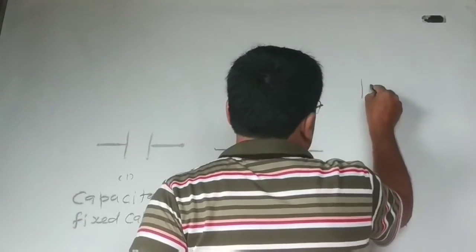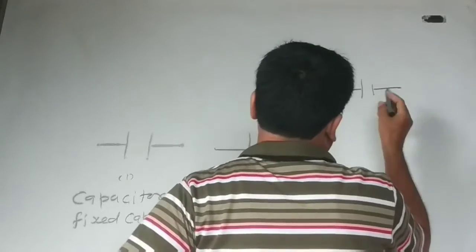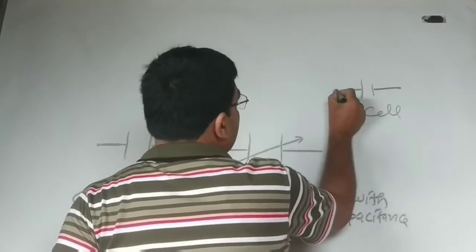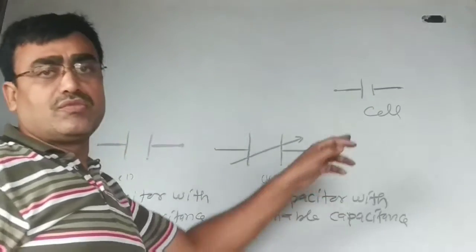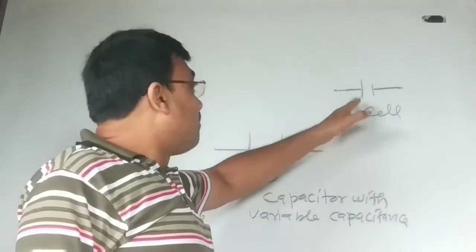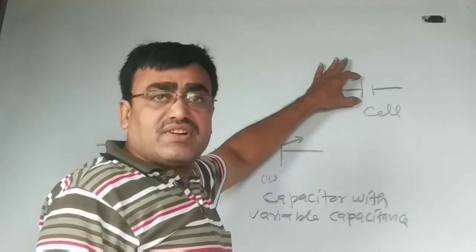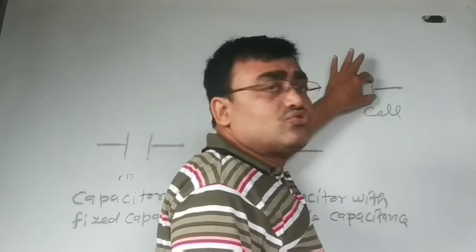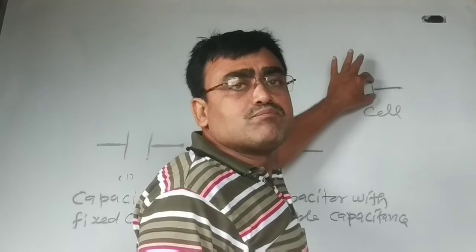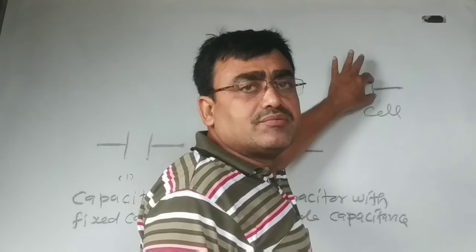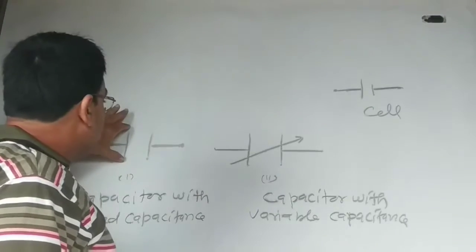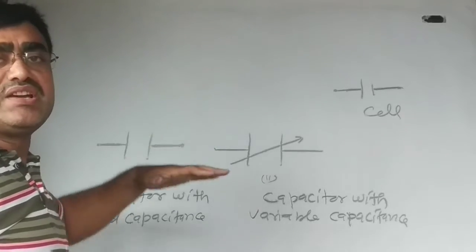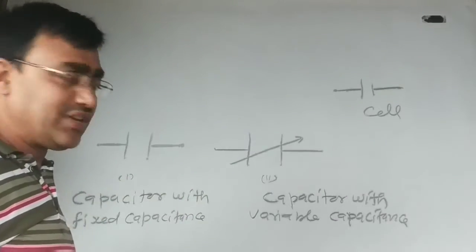You can see this is the symbol of cell. This is the symbol of cell. But here the length of the first is larger than the length of the second. Here the length or height of both plates are the same, okay.